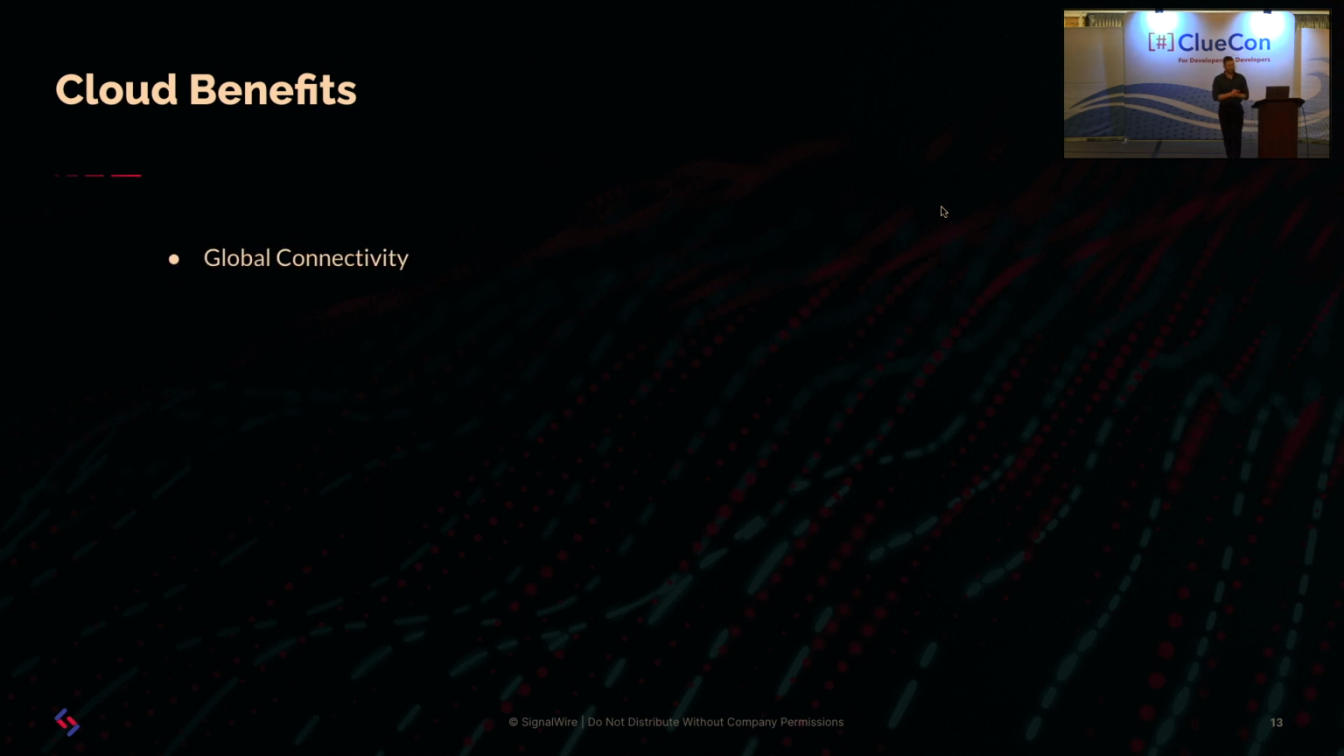Some benefits of cloud by nature: just global connectivity, being able to access anything from anywhere in the shortest amount of time. Kind of by nature what cloud does and why it's so popular and efficient. Affordable upfront costs, so being able to start your application without breaking the bank automatically.